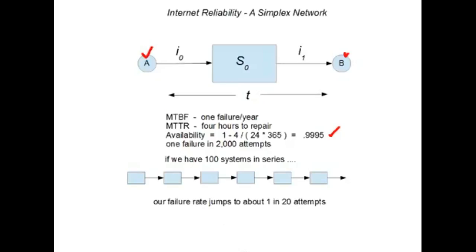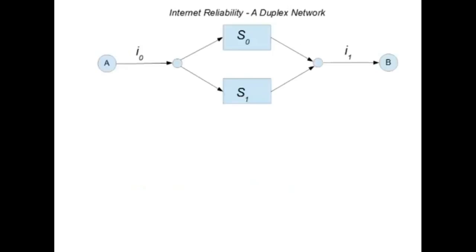If we do that computation, our failure rate jumps to 1 in 20, which is not acceptable. It means we could not reach sites 1 time in 20 when we try, and that site would be unavailable to us for 2 hours on average. So we have to find a way to overcome system failures in real networks. We do that by using duplex networks. That is, a lot of redundancy is built into the internet.